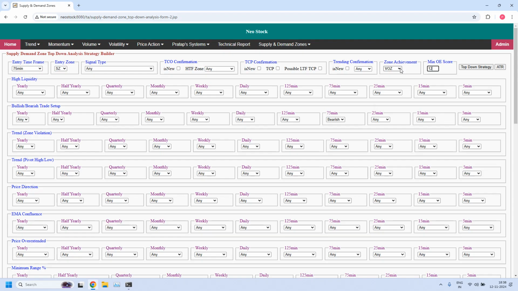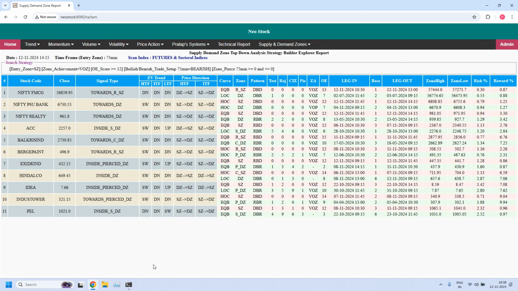Minimum odd and enhancer score should be 12. All the 3 filters are applied to 75 minutes supply zone. So with this we got 11 stocks. All these 11 stocks are currently supporting bearish trade setup for weekly income trade. That is entry time frame 75 minutes supply zones.